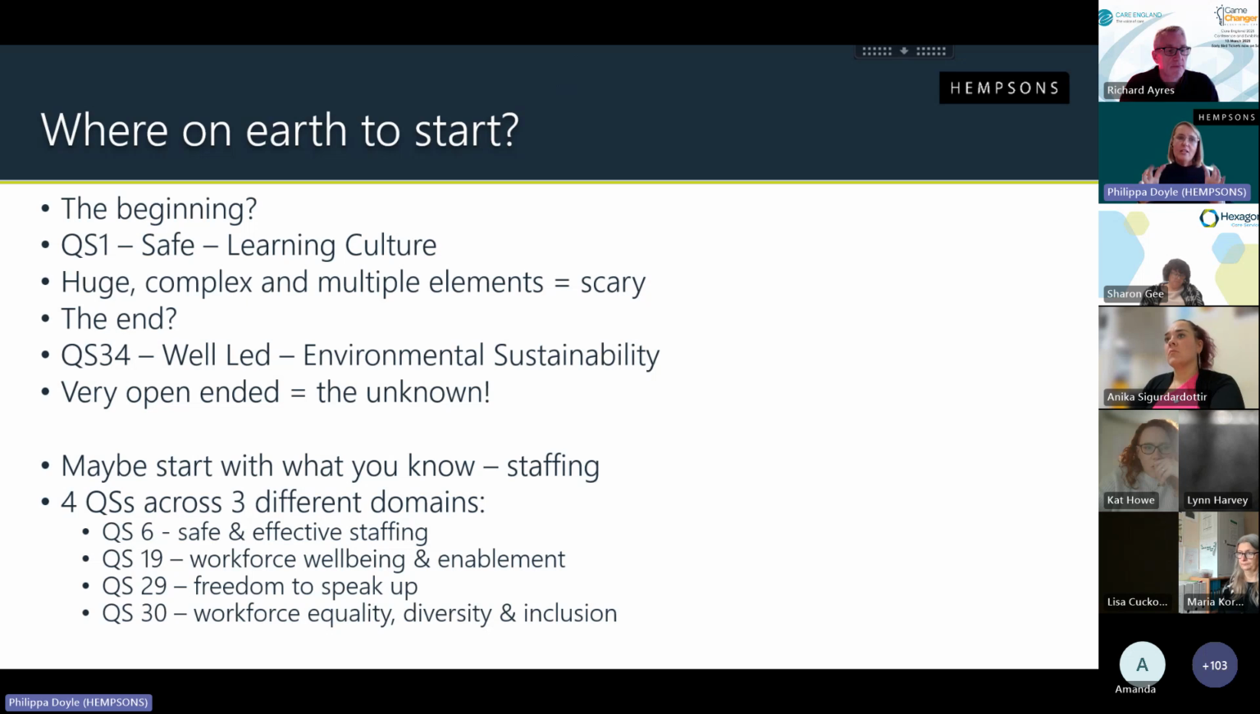So you could have a focus just on those 4 quality statements that relate to staffing, and that feels like a really manageable place to start because it's familiar. And once you've got your teeth into this is what we need to do for these 4 quality statements, then you'll be able to branch out and say, right, okay, let's start looking at the rest of safe. Let's start looking at the rest of well-led. And it might feel more achievable. It might feel more manageable to do.